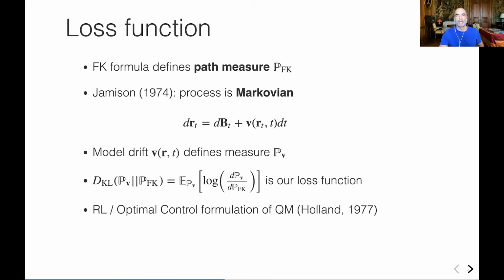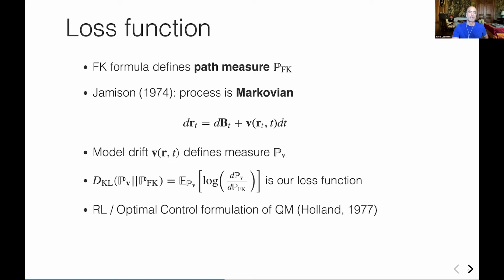But we're going to be applying methods of deep learning, so we need a loss function we can optimize. And so we interpret the Feynman-Kac formula as giving us a path measure, a measure over the space of paths. Although it may not be immediately obvious, there's a result that tells us that that measure is Markovian. And so the paths can be written as some stochastic differential equation in terms of some multidimensional Brownian motion B and some drift function, which we don't know. So what lies behind our approach is a model for that drift function.